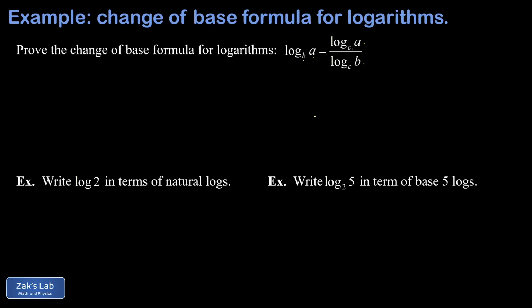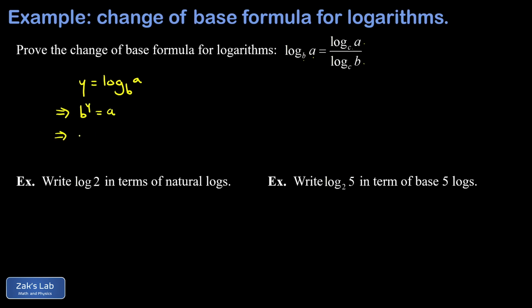Now, like anything with logarithms, if you want to prove the properties of logarithms, you always go back to expressing them in terms of exponentials. And the key to that is to give the expression a name. So I'm going to call it y. I'm going to write y equals log base b of a. Now we use the definition of logs to write this in terms of exponentials. That statement is totally equivalent to b to the y equals a.